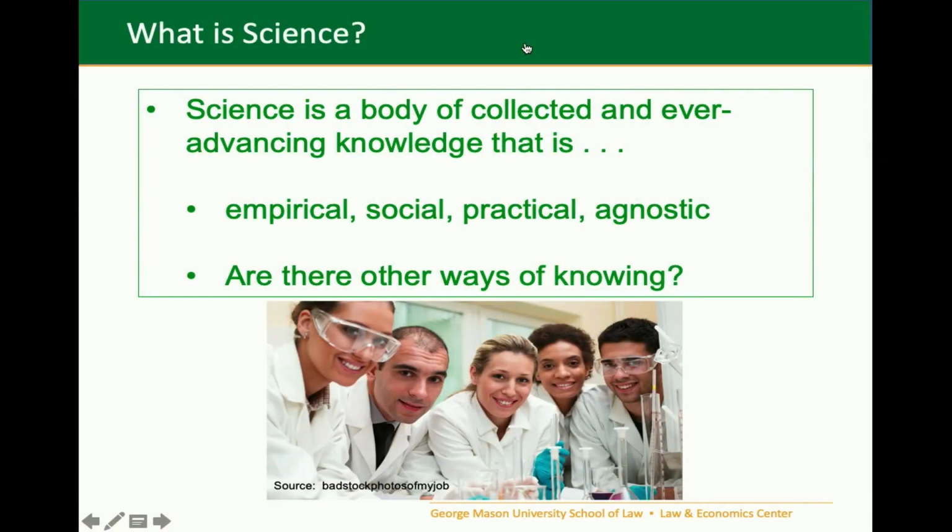Yeah, people tend to think of scientists as people in white lab coats. This photo of these 5 people in white lab coats with test tubes in front of them was taken from a source. The source was bad stock photos of my job. In other words, when people who do real science want to yuck it up, they put on white lab coats, and they take pictures of themselves with test tubes in front of them. That's how they prove to people that they're scientists. But science has nothing to do with white lab coats, not necessarily anything to do with experiment. We might go with experience.